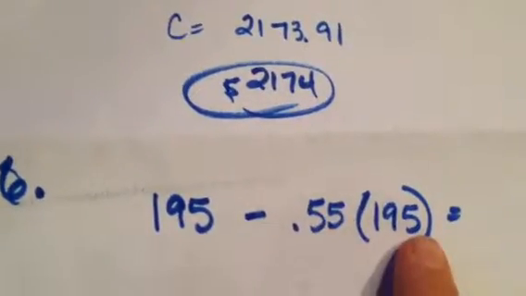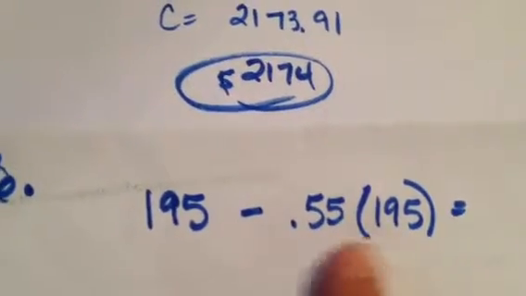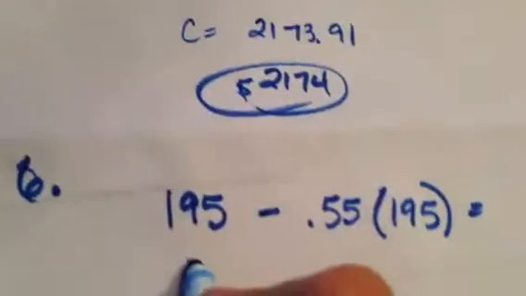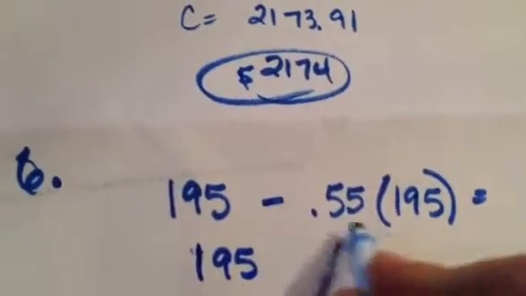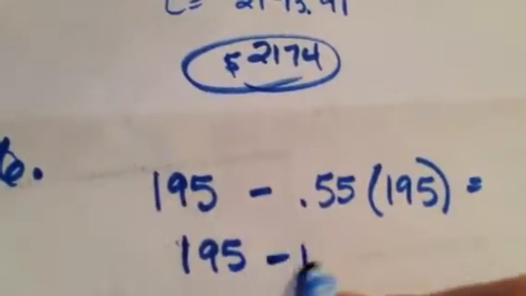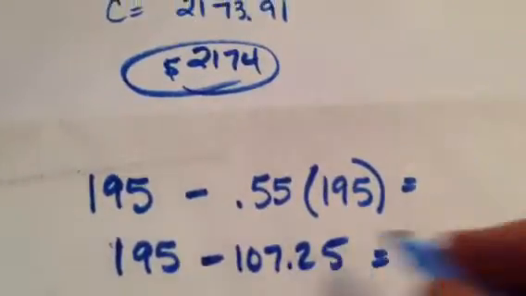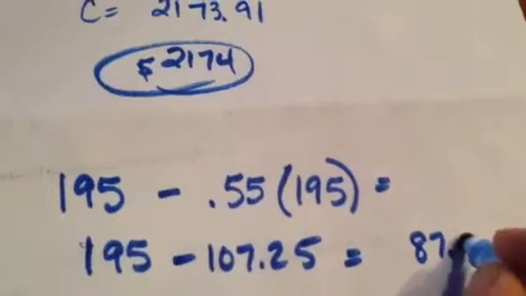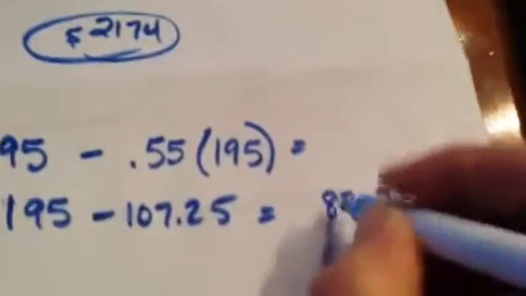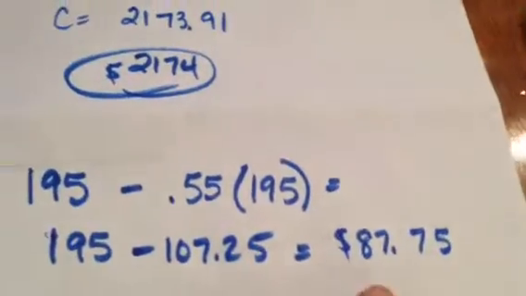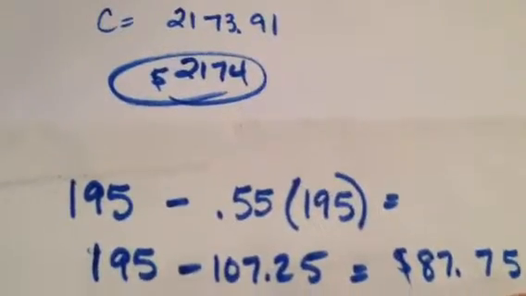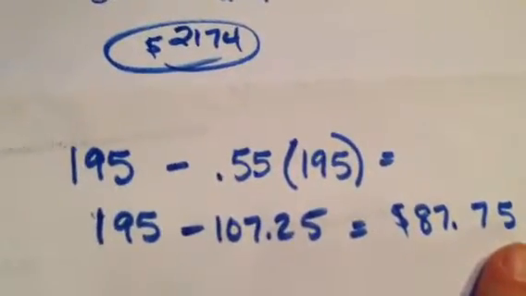When you want to find percent of something, you just multiply it together. So use your little calculator. When you hit this in your calculator, show me what you get. You should get $107.25. Do the simple math, and you're going to get this. This is what she ended up paying, $87.75. Now, there is one other way you could do it.